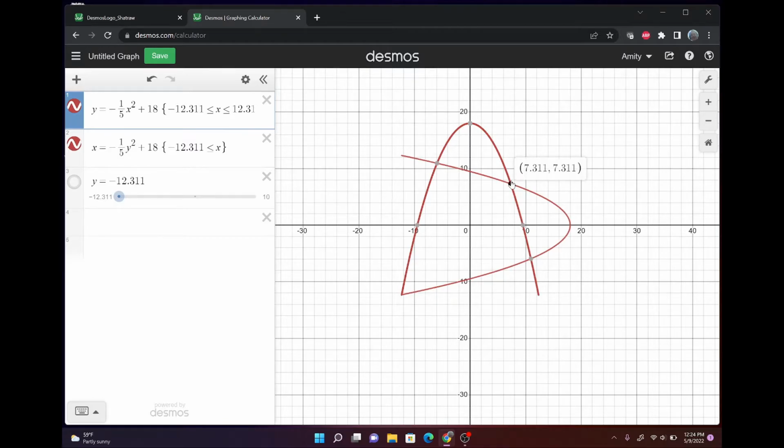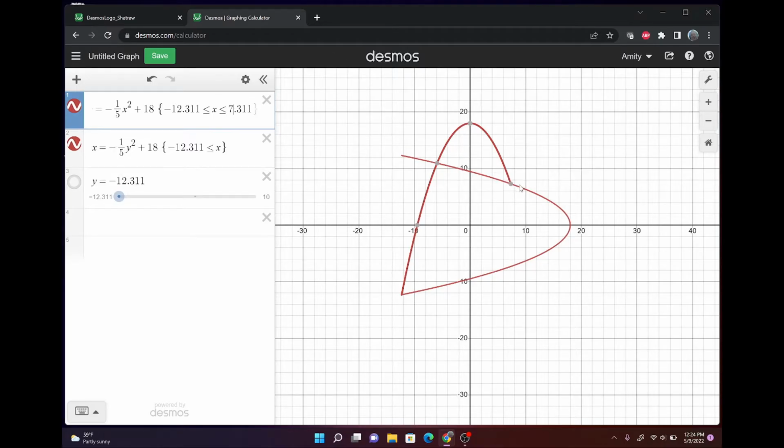And I could click on that. That's 7.311. So I should have this be a 7 instead of a 12. Ready? Boom. Now I've restricted this piece. It's just half of the heart.